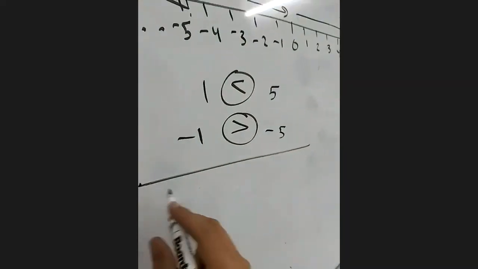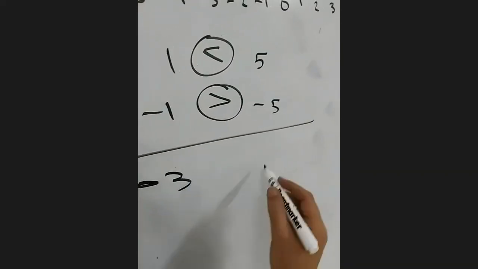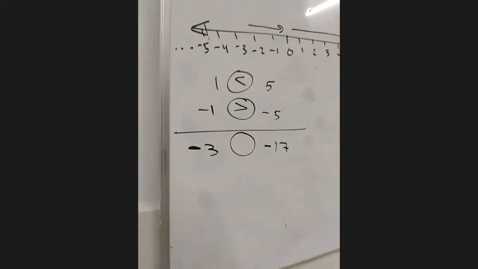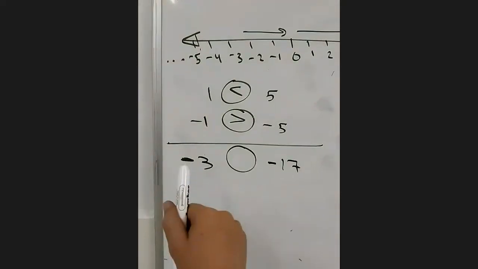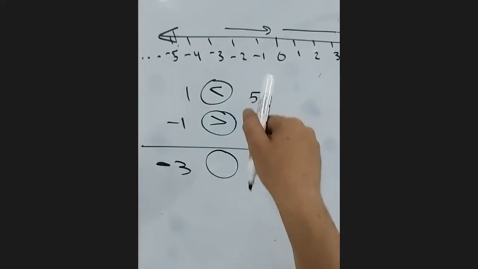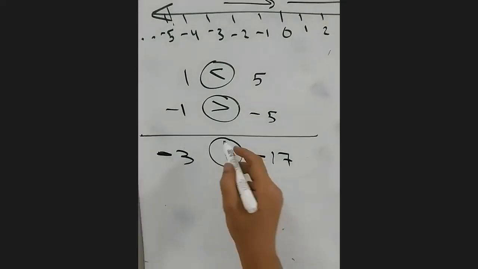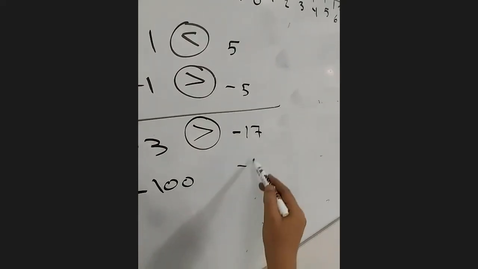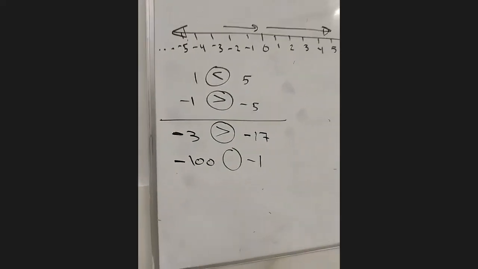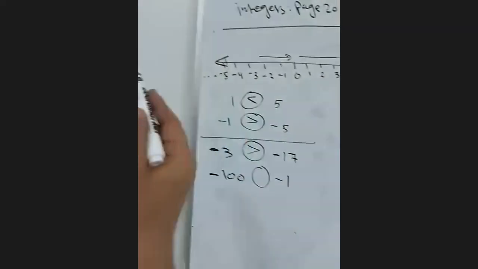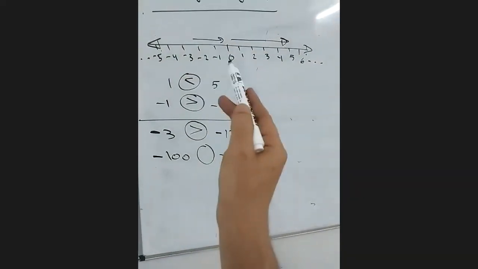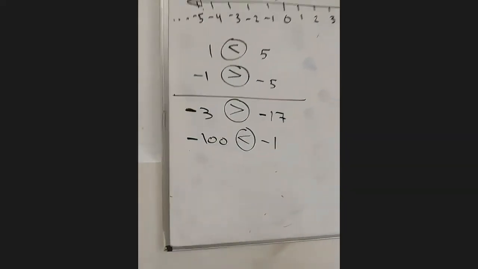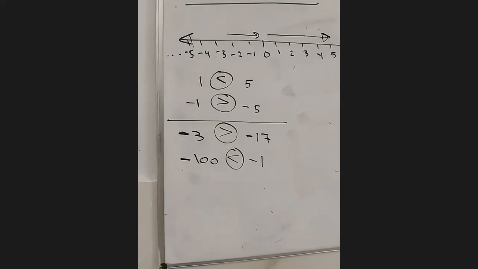For example, if we have negative 3 with negative 17, negative 3 is closer to the 0 than negative 17, so negative 3 is bigger. For example, if we have negative 100 with negative 1, negative 100 will be here, guys, but negative 1 is closer to the 0 than negative 100. So negative 1 is bigger than negative 100.